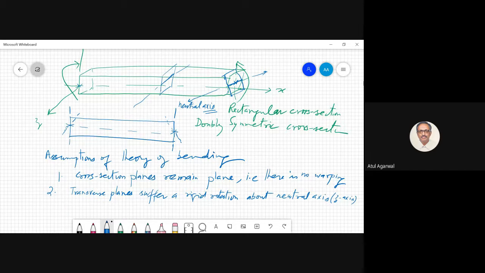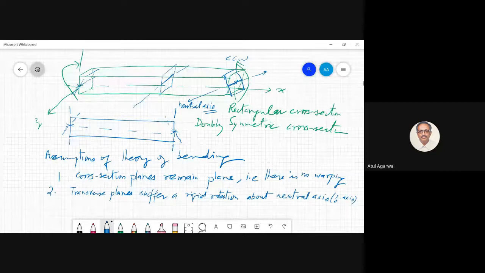Just like in torsion, it was about the body axis, the longitudinal axis. Your cross-sectional plane was rotating. Here it is rotating about the neutral axis. Now the whole beauty is every plane has a different rotation. You see, this plane has a counterclockwise rotation. And if you look at this plane, so this plane will have a clockwise rotation.